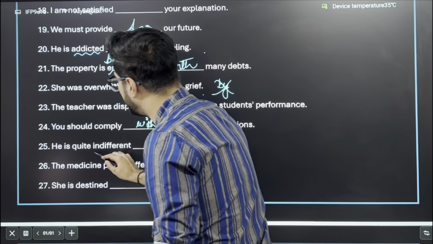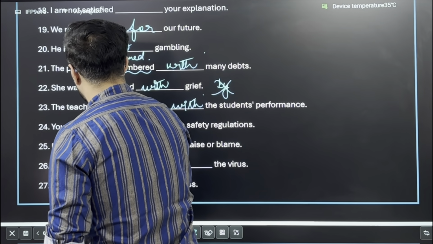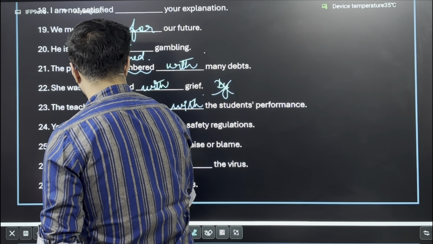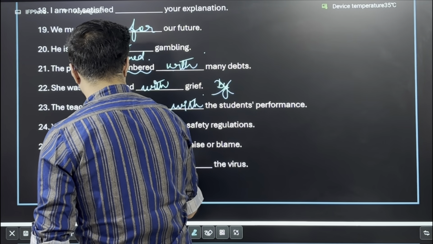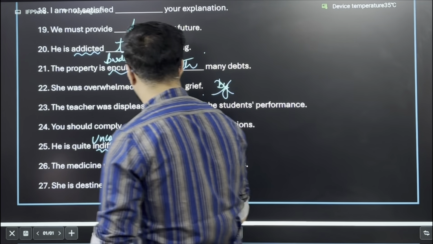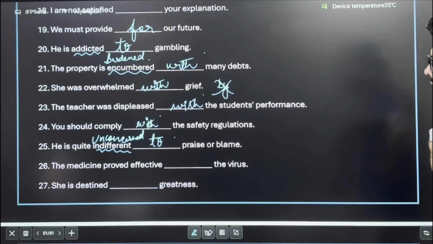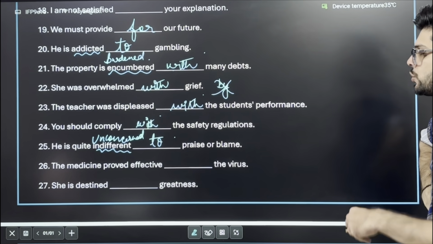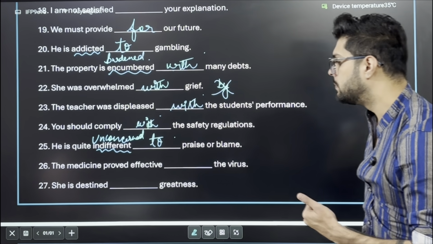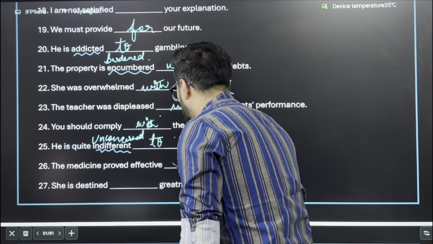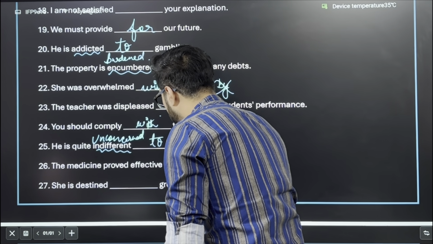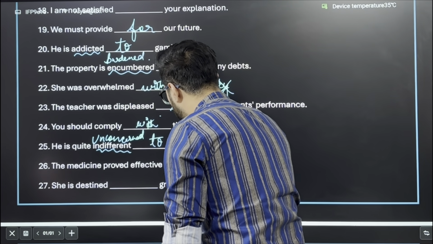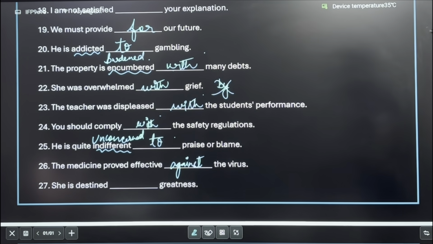He is quite indifferent. Indifferent का मतलब हो गया unconcerned. Unconcerned. So indifferent के साथ to use होता है. Unconcerned, unbothered. So indifferent to. The medicine proved effective virus के खिलाफ उससे लड़ने में. So against the virus. Proved effective against the virus.